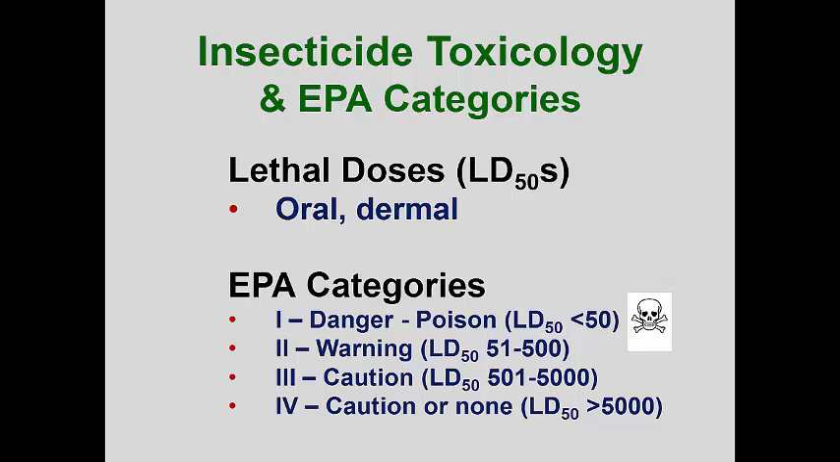The U.S. Environmental Protection Agency created 4 categories using these LD50s. Category 1 is highly toxic, and a label will contain danger, poison, and a skull and crossbones symbol. Medium toxicity is Category 2, and such pesticides have warning on the label. Category 3 is called low toxicity, and pesticides will have caution on the label. Category 4 is called practically non-toxic, and products may have caution or they may have no signal word on the label.